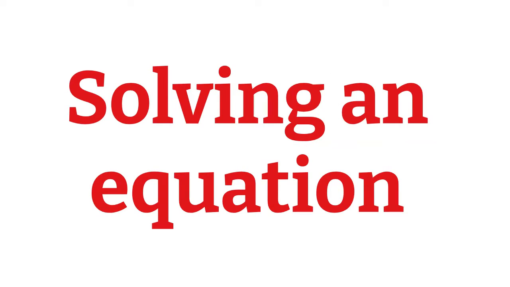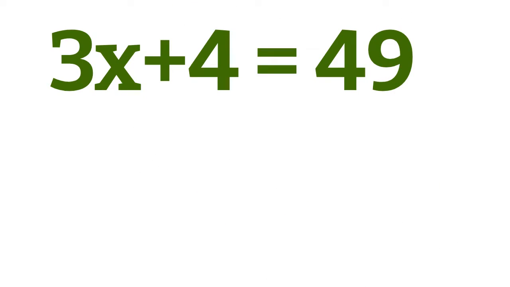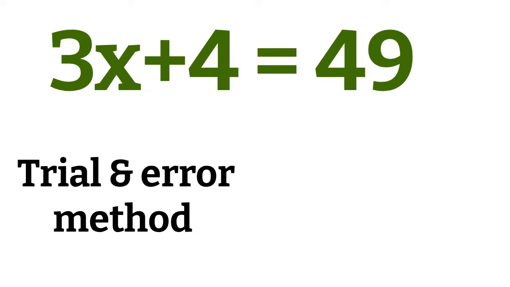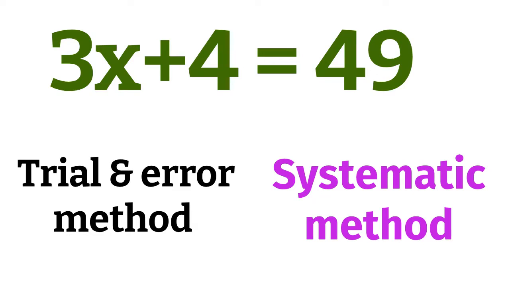Next, solving an equation, that is finding the value of variable in an equation. Take the same example. We have already set up an equation, that is 3x plus 4 is equal to 49. Now we can either solve it by trial and error method as we have learned in class 6, or we can also solve it by systematic method, which is a better option. In this class, we will learn how to solve an equation by systematic method.